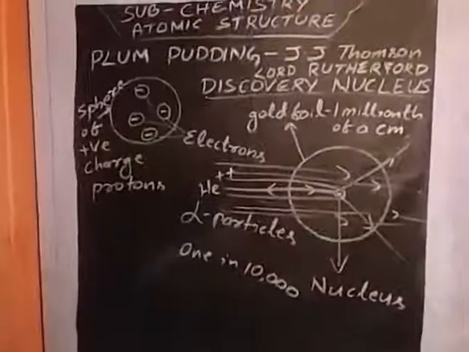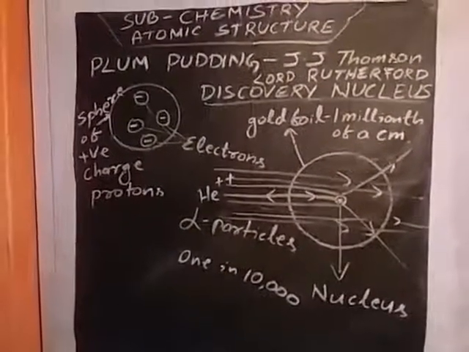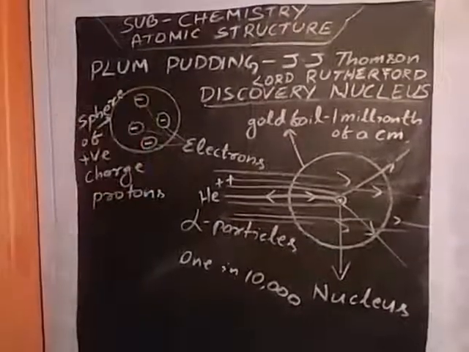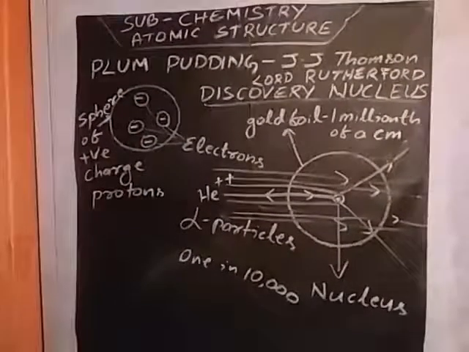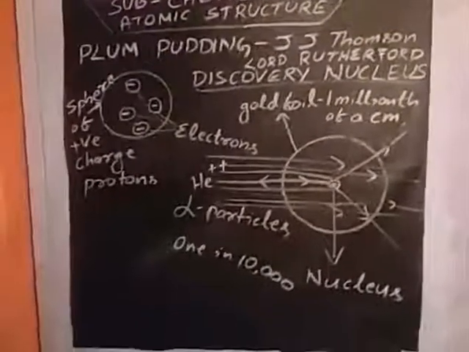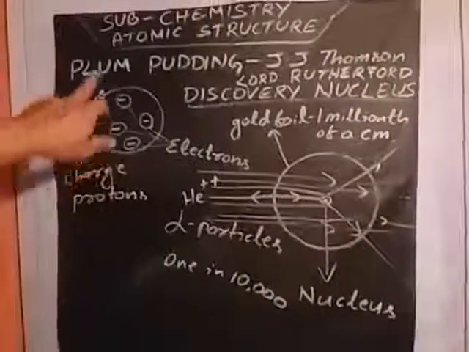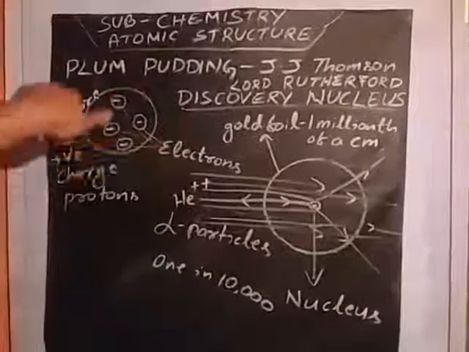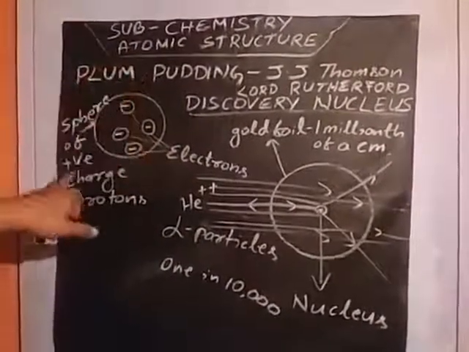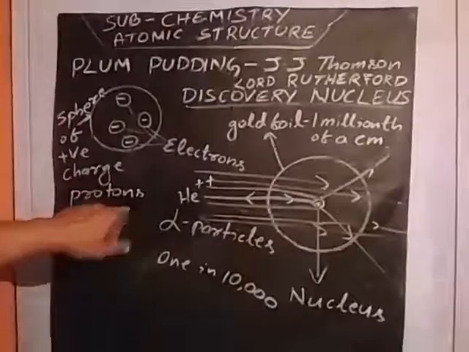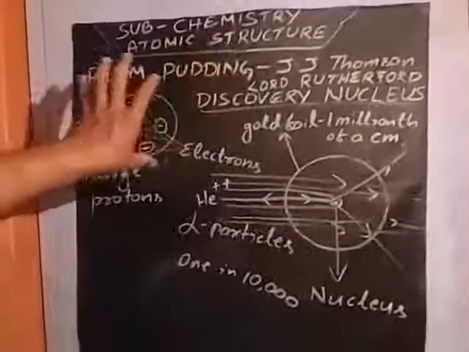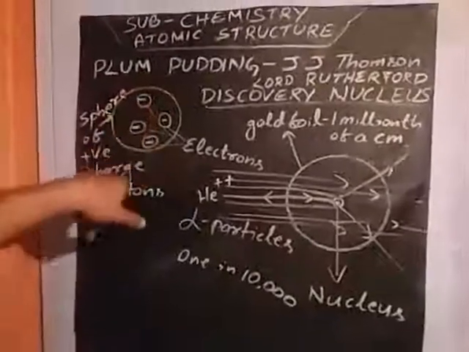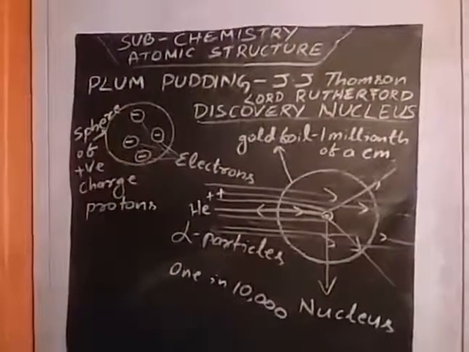Then the plum pudding model by J.J. Thomson. Plum pudding means like a custard apple or pomegranate or watermelon. If it is a watermelon, the seeds are electrons, and the sphere, the outer part, has positive charge, that is protons. That is known as plum pudding. The electrons are inside, but the protons are in the outer sphere.